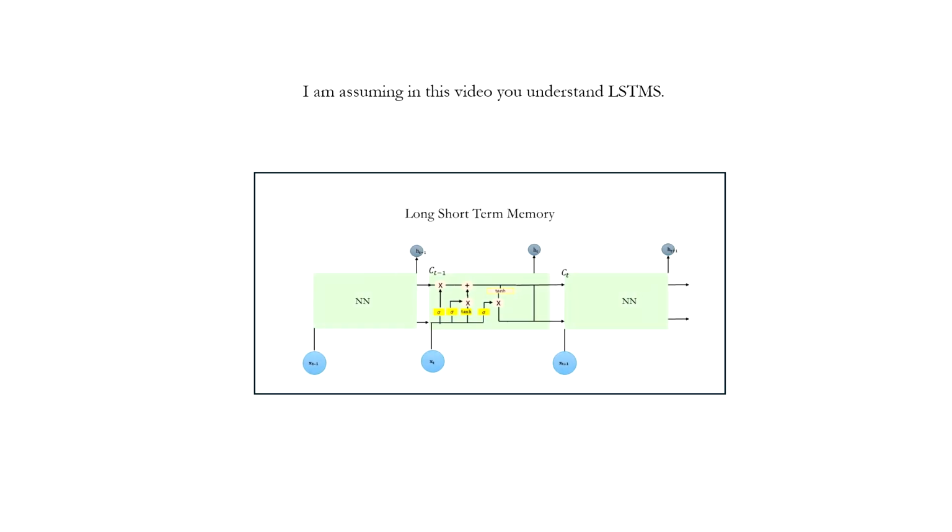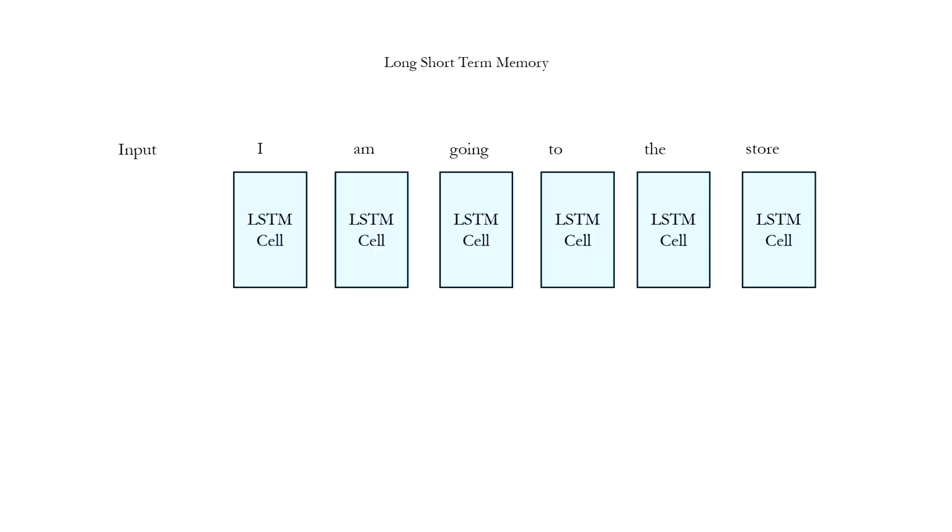So I'm assuming in this video you'll understand LSTMs. If not, go check out my previous video, LSTMs Explained. So recall from long short-term memory, we have inputs, and then we have these LSTM cells, right? And then if we wanted to translate "I'm going to the store" into another language, let's say Korean, we would have the following, right? So it would be 가게에 가고 있어.